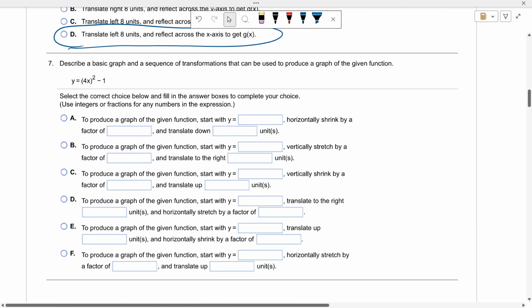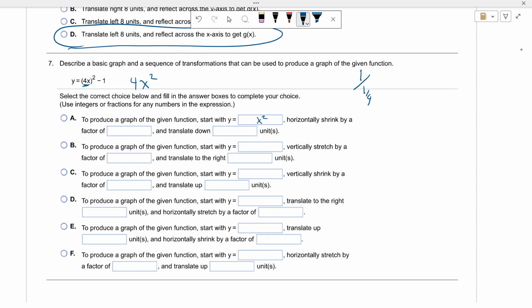All right. So if we start with x squared, because that's what we should start with, that's the basics of this. What happened first? We started with x squared. What do we multiply by? 4 on the inside, which is really 1 over 1/4. So it's a shrink of 1/4. It's 1/4 as big. Okay?